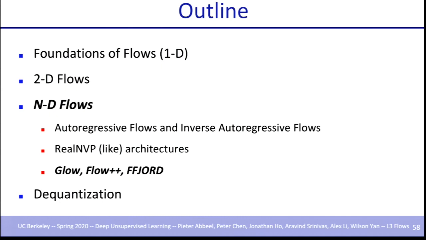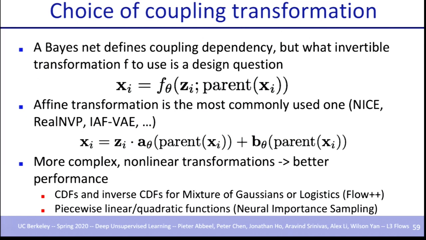OK, so that's, in some sense, the main idea for the ND flows. That's very different from 1D. You can go beyond what I just described. If you look at the Flow++ paper, you'll see that as you do this transformation here, while affine is most commonly used, you don't need to be affine. Affine makes the inversion very simple. But you can actually put some kind of nonlinearity around this. You can put some CDF around this whole thing. That will still be invertible.